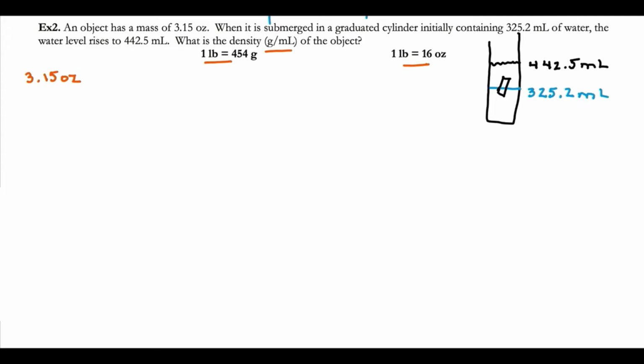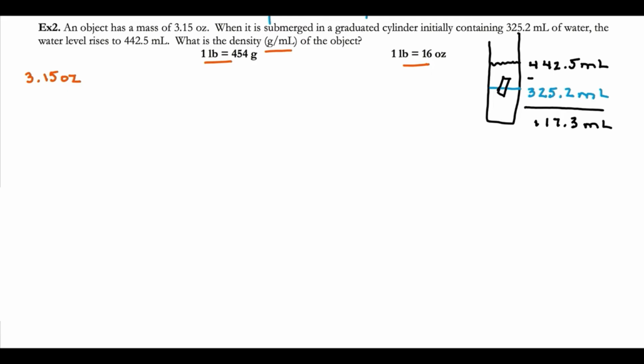Now it's 442.5. So what I can do is take the difference between those two volumes, and that'll tell me the actual volume of the object. 325.2 is the volume of just water. It rose to 442.5 as soon as you added the object. So logic tells you that must be the volume of the object itself. And so the volume of the object itself is going to be 117.3 mils, subtracting. So now I've got my volume, so I'm good there. Now I've got to figure out my mass.